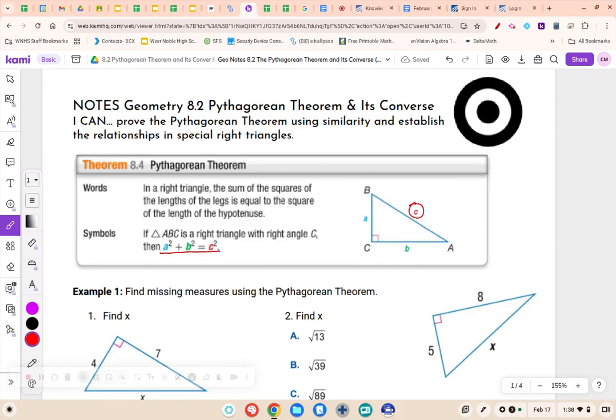Just a reminder, c is always across from the 90 degrees. It is otherwise known as our hypotenuse. Just vocab terms, a and b, they're both legs, they're interchangeable.